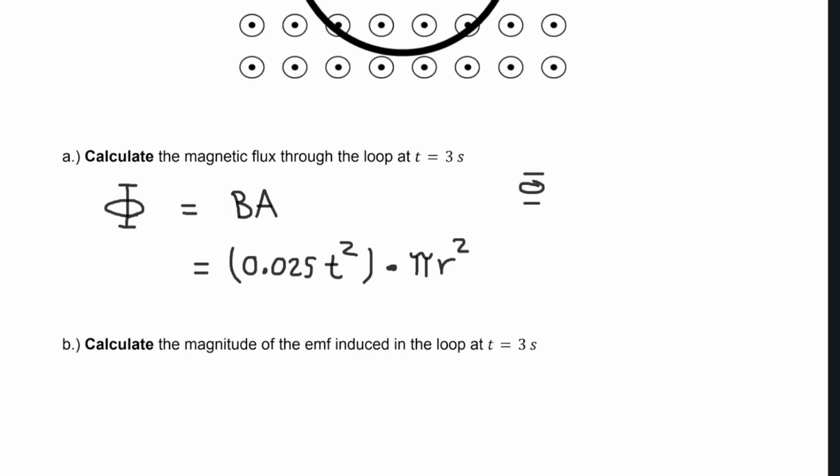So if we plug in time equals 3 into that expression, using our known values of the radius of the circle, we will get approximately 0.113. And this is definitely not a unit we have to memorize, but we can definitely think about what the unit of magnetic flux should be. The magnetic field is measured in Tesla, and area is measured in square meters. So we should just get Tesla meter squared.